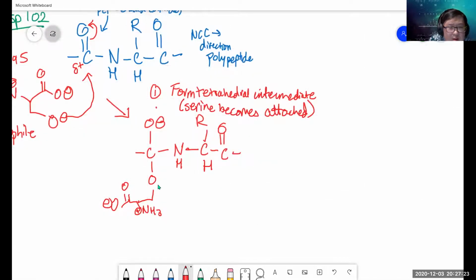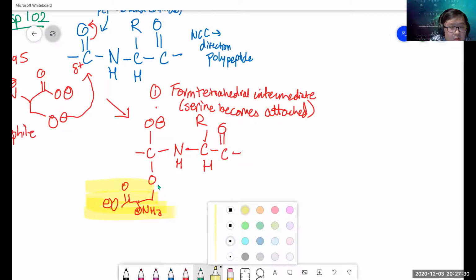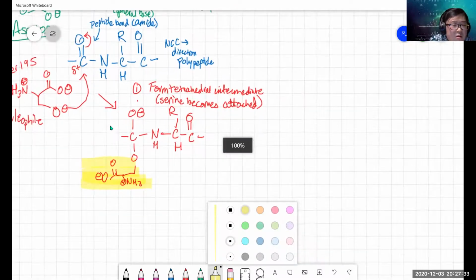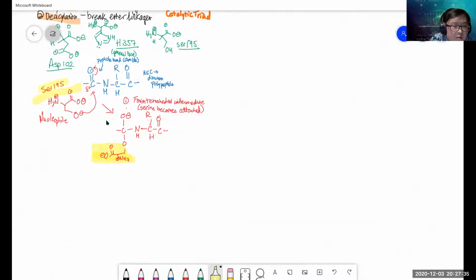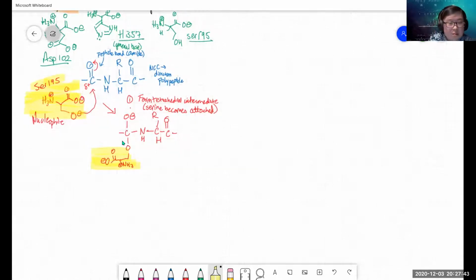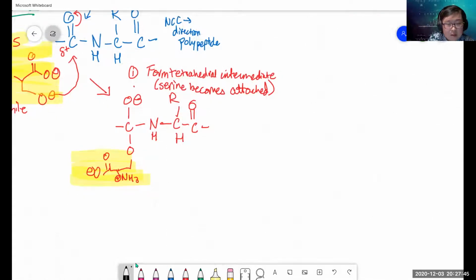And then you can see the serine is attached right here. So this is serine 195. Now it's attached to the amide carbonyl carbon. Okay, so that's the first thing you do. And then once this is an intermediate, I just called it I on my diagram. And then what you now have to do is you have histidine.